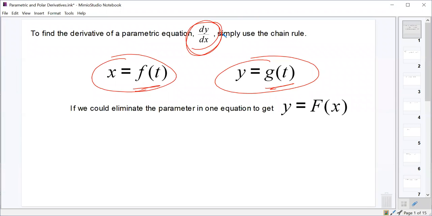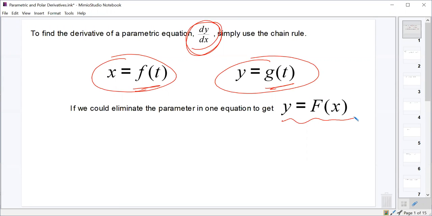chain rule. So I think one thing that we did back when we were first starting to talk about these parametric equations was we were able to write them back into a regular rectangular Cartesian equation. So let's suppose that we could find a way to eliminate the parameter in one of the equations to come up with what y is equal to in terms of x. So we'll call that y equals capital F of x. Okay. Everybody okay with that?